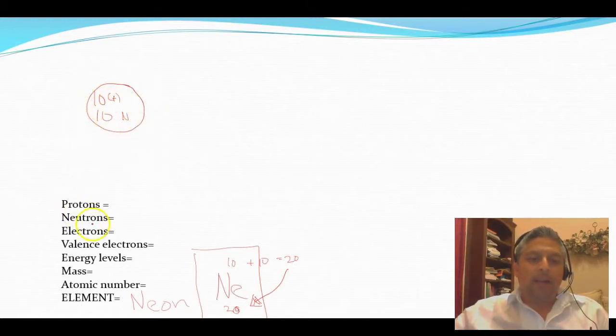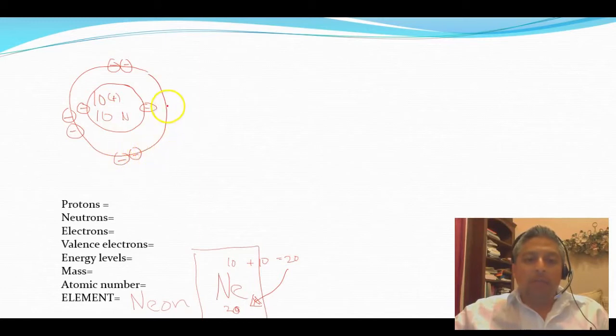Then we're going to have two energy levels. And since we have 10 protons, we're also going to have 10 electrons. So we're going to have 2 electrons on the first energy level. And if we add 8 more, because we need 10 electrons, we got 2 on the first energy level and 8 more on the second energy level. So there you go. This is the complete atom. Now let's start making our counts. Protons, we have 10. Those are the positives.